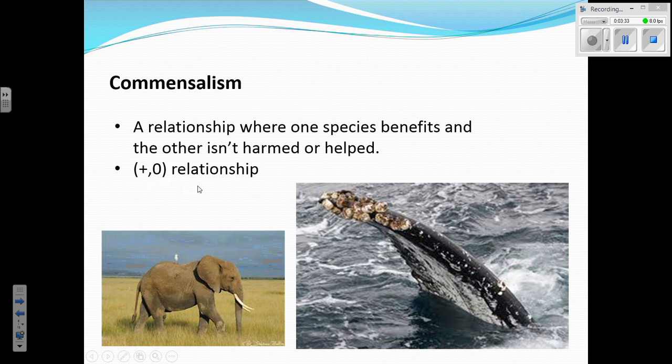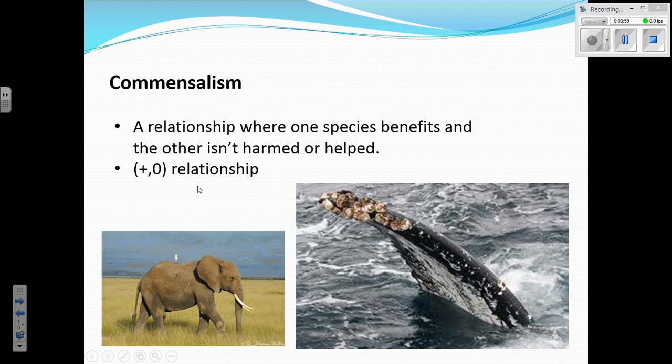And two examples are, I have an elephant here with a bird hanging out on its back. The bird gets a free meal because the elephant, as it walks the long grass, it scares up the bugs and rustles up bugs and insects that are hanging out in the long grass, and the bird can swoop down and get a free meal. It's a pretty cool relationship because the elephant isn't hurt or harmed, but the bird is getting a meal.